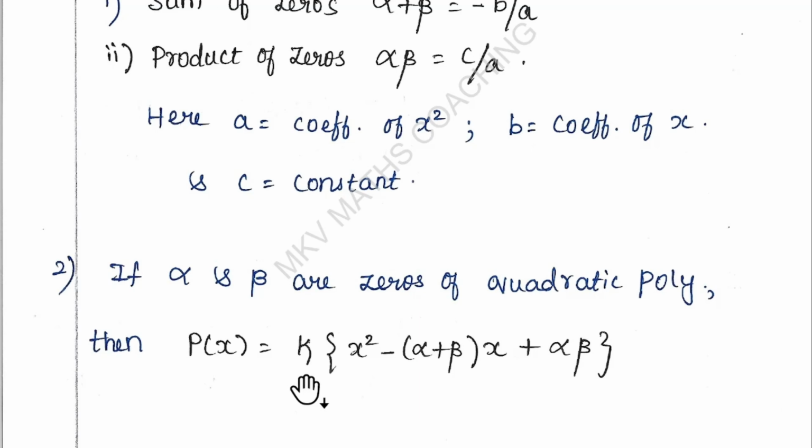Quadratic polynomial has degree power 2, so you have to get ax square plus bx plus c, that format. So p of x is equal to k into, where k is some constant, x square minus alpha plus beta of x plus alpha beta. You just have to substitute the alpha and beta values here to get the equation.